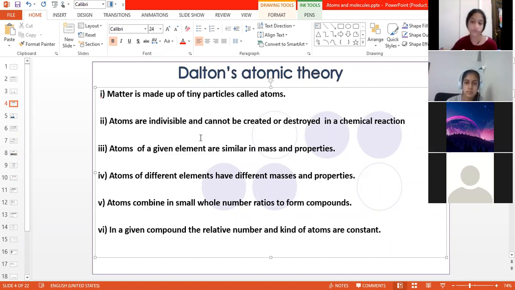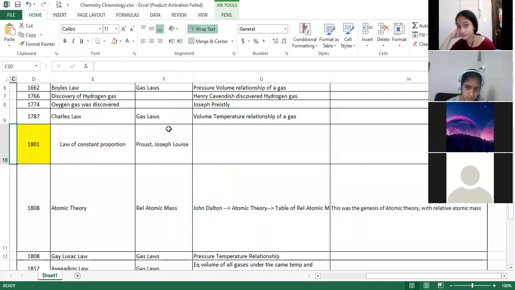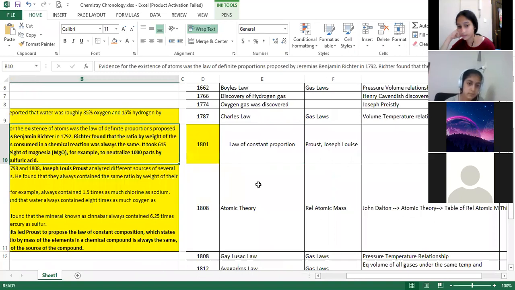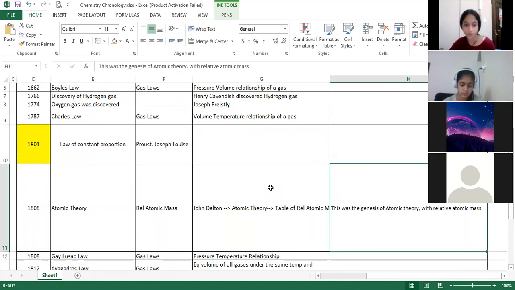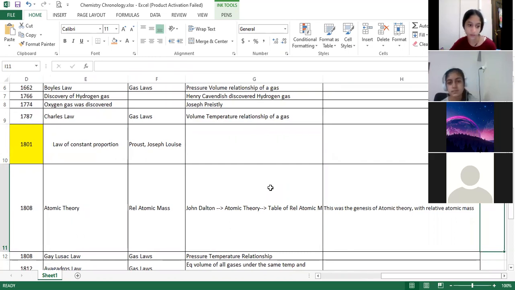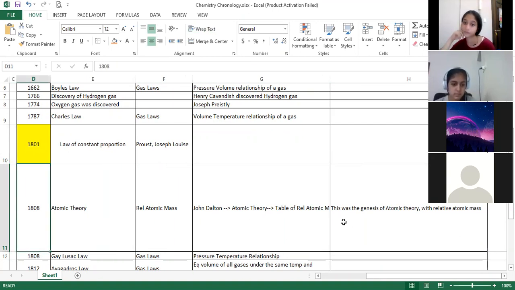But basically, in terms of our chronology, Dalton's atomic theory comes after the law of constant proportion was postulated by Proust. Is it all right, guys? Yes, sir. That is where I have made a small note. This is the genesis for the atomic theory, with the concept of relative atomic masses coming into the picture. 1808 marked the day.